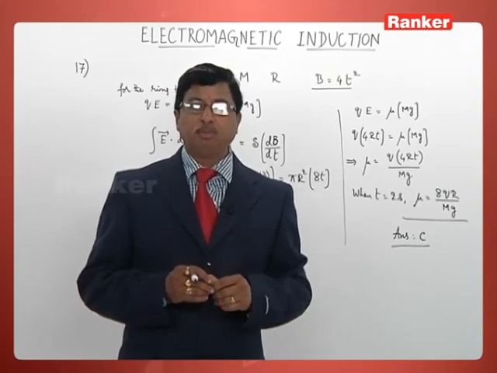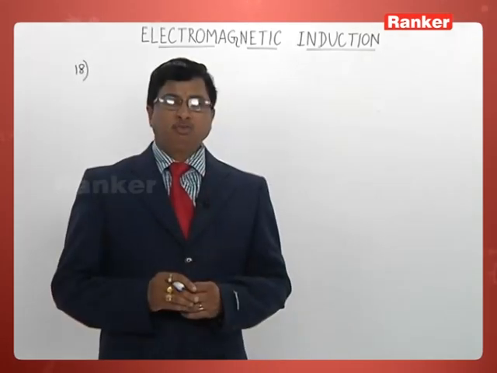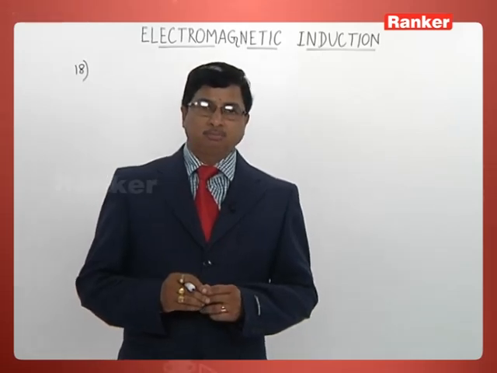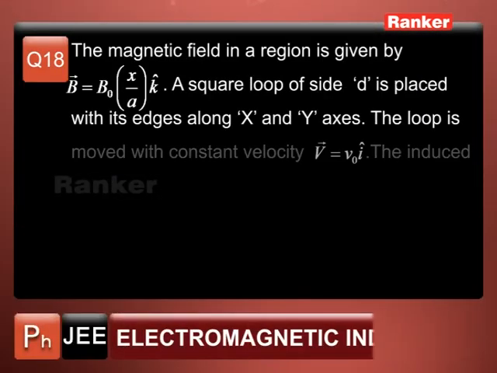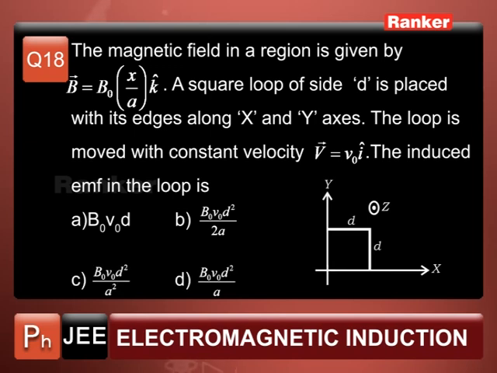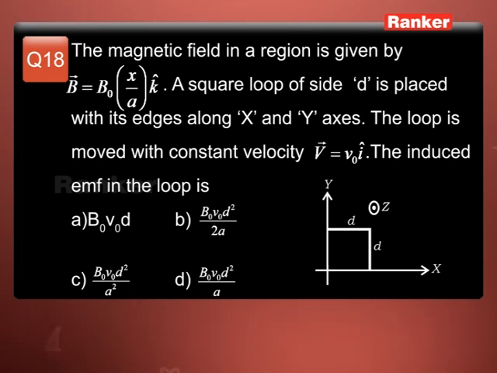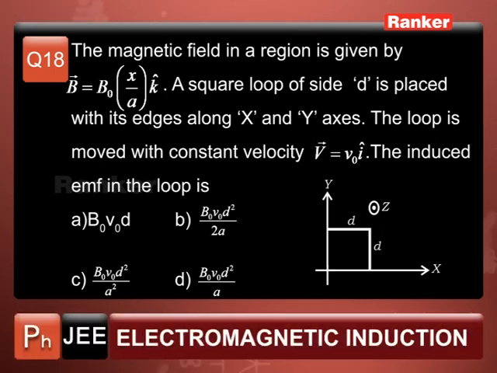This is problem number 17. Let us work out the next problem, that is 18. The magnetic field in a region is given by B bar is equal to B naught x by a k cap. That k cap is given to tell us that the magnetic field is along z axis, that too along positive z axis. That is the point.